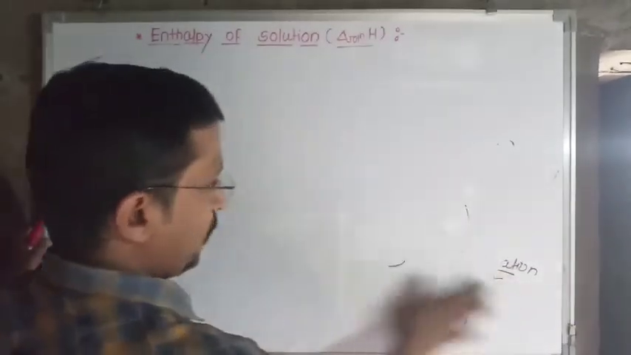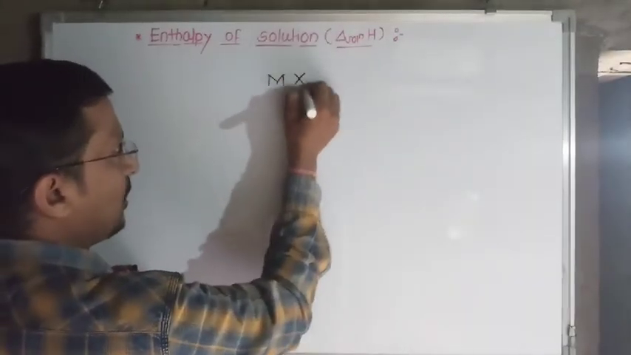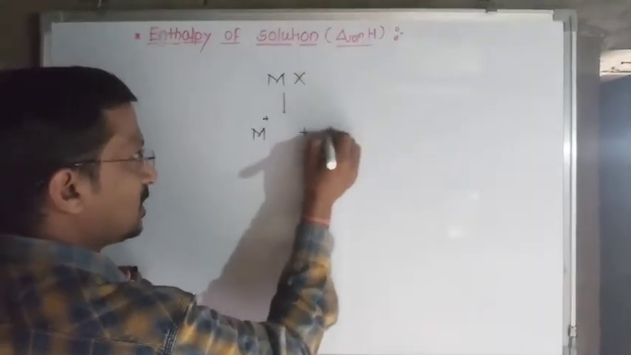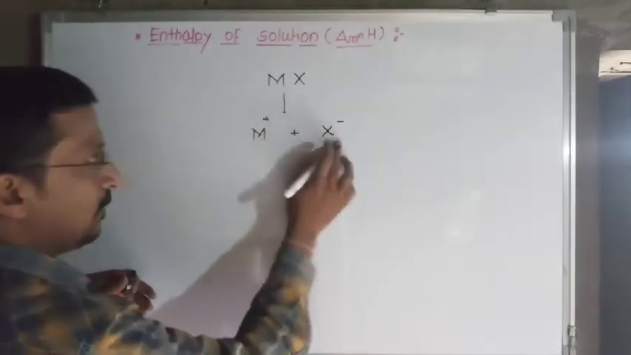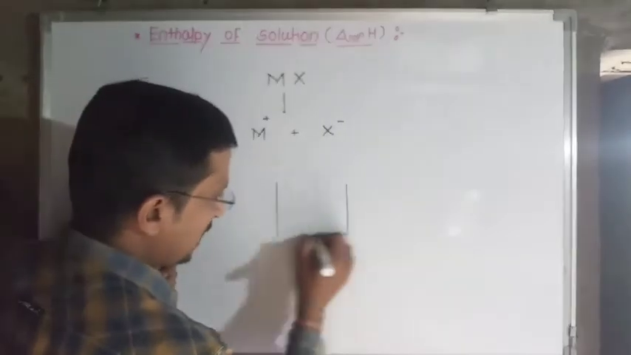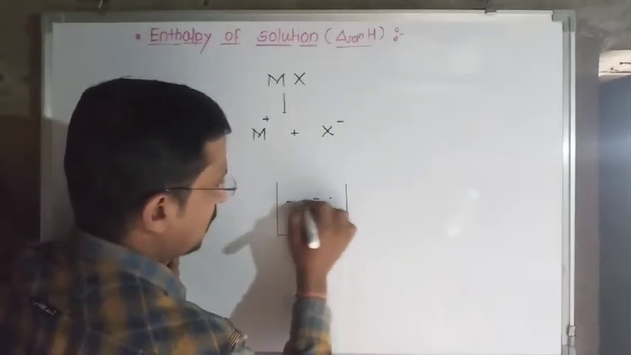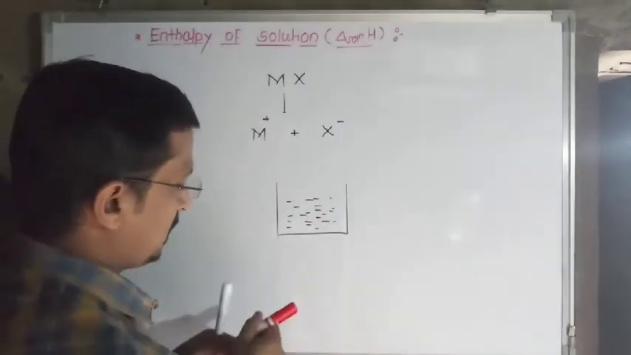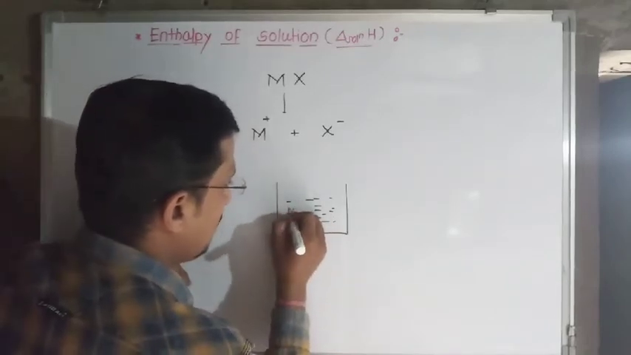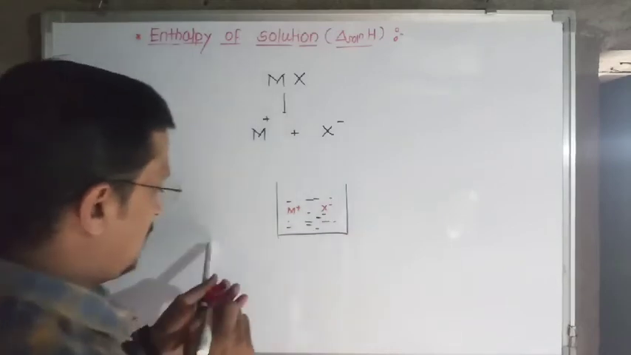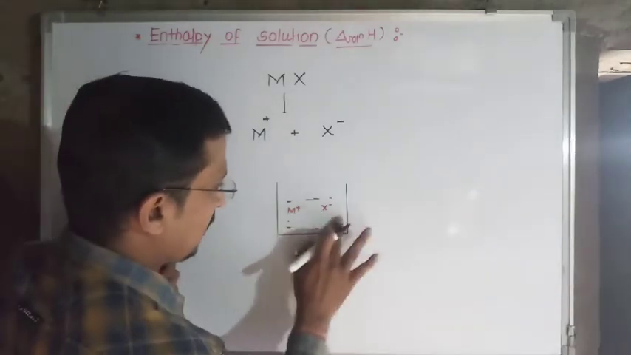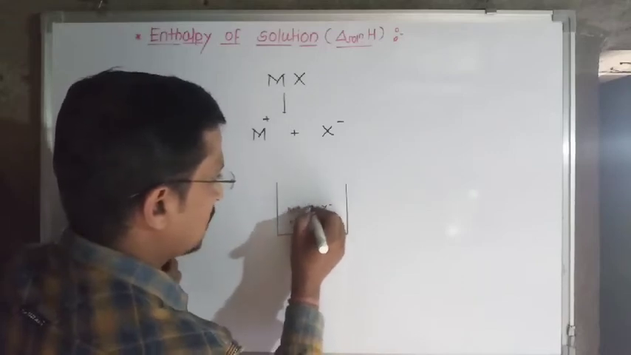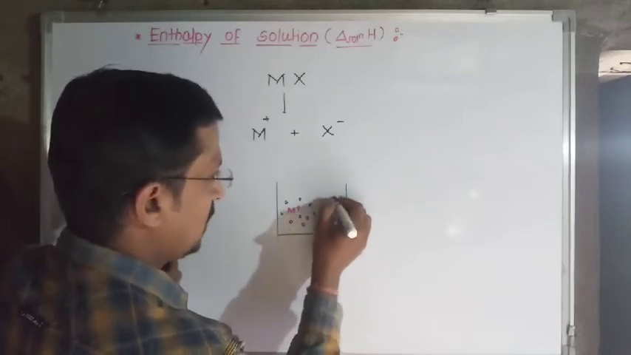Now the first step is completed, which means ions are formed in the gaseous state. But these ions, M plus and X minus formed from MX, are present in the solvent. The ions present in the solvent, I have just shown in red color: here suppose M plus, and here suppose X minus, and here in black spheres I am going to show what we call solvent molecules.